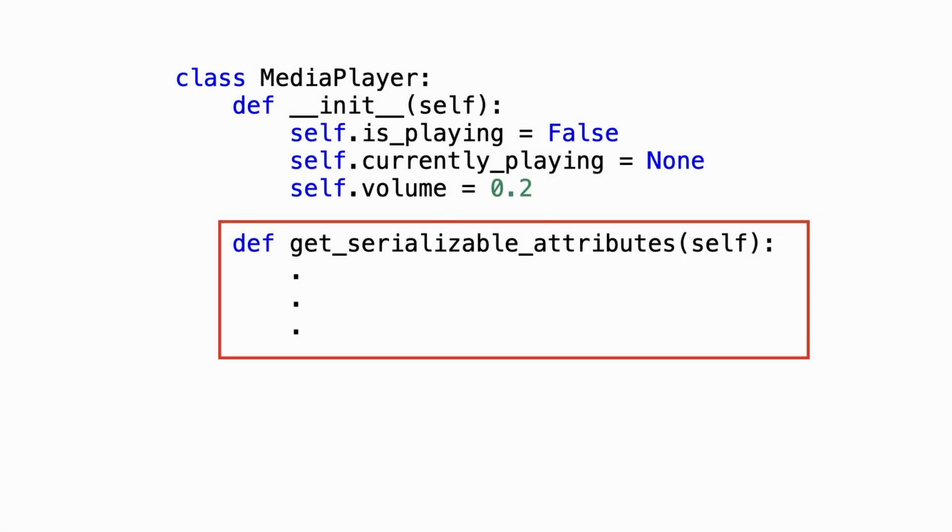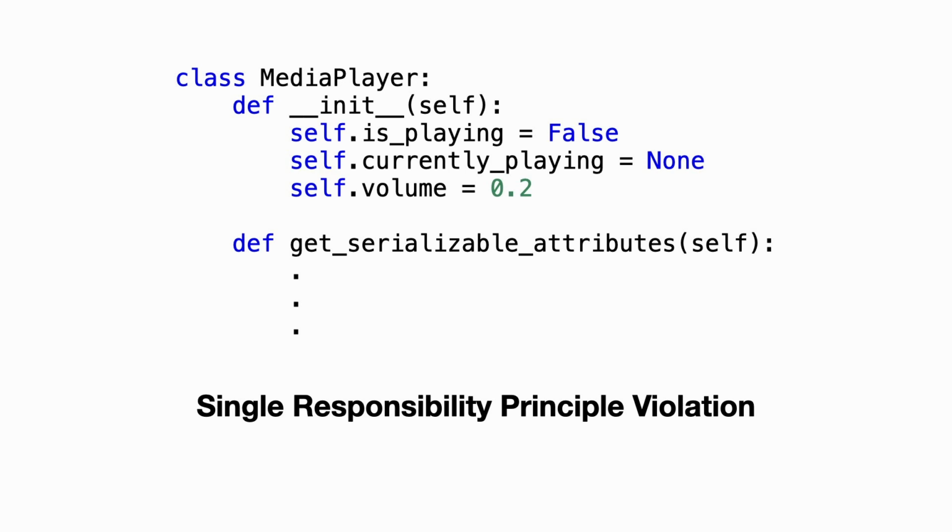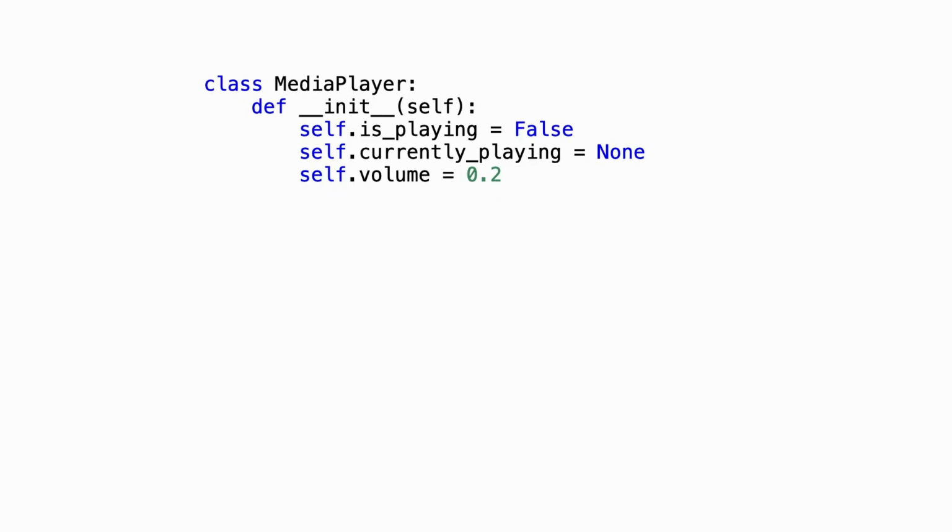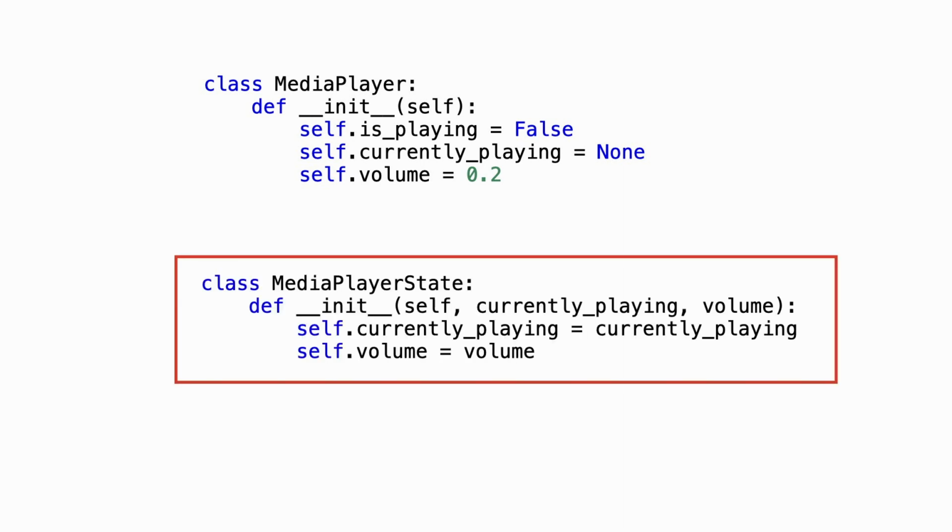If you think about the problem, any attempt to let the Media Player class deal with JSON stuff will violate the single responsibility principle. So, what is the solution? Well, some of you may not like this. I'm going to create a separate class just for Media Player state. The new class will have a single responsibility: holding state that needs to be serialized.